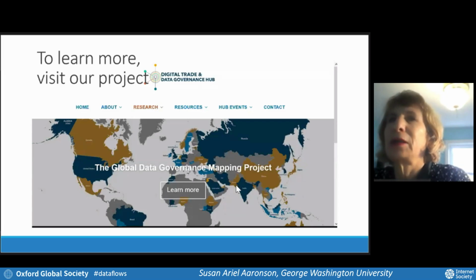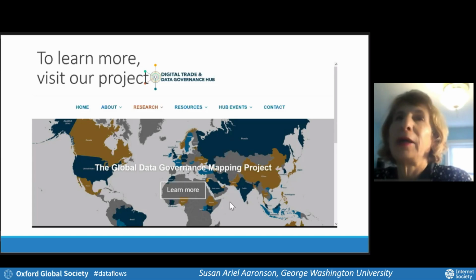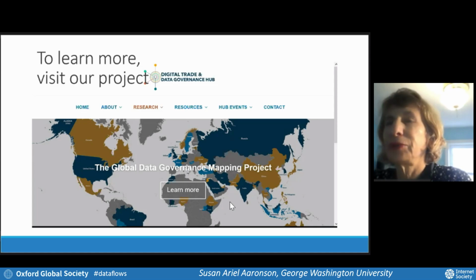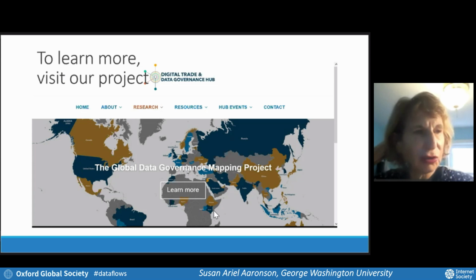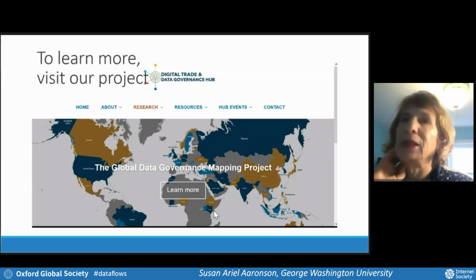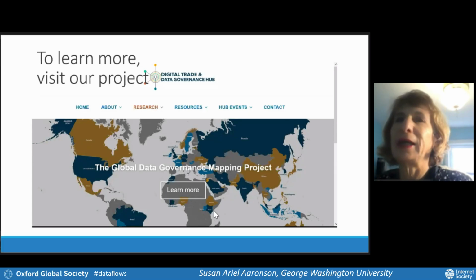So this is the research that we do. It's called the Global Data Governance Mapping Project, and it maps what governments are doing for everything from, we start with strategies, we move to laws and regulations, then we go to governance structures, but we also look at the foundations of trust in governance. So, for example, does the public participate in the development of these policies? That's our latest research. And so check it out.